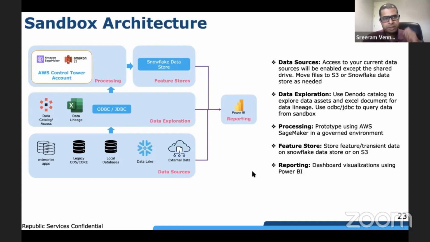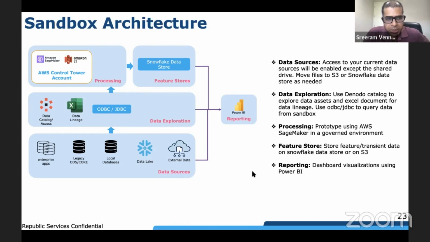The key aspect of any self-service is sandbox, where people can quickly prototype, prove out their hypothesis, and once the hypothesis is proved out, operationalize that particular use case. So in order to quickly prototype, sandbox is very critical for the consumers of self-service. So this is like a very high-level architecture that we adopted for sandbox self-service.